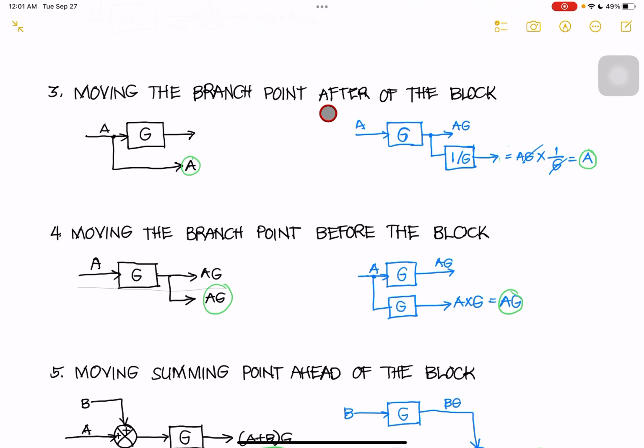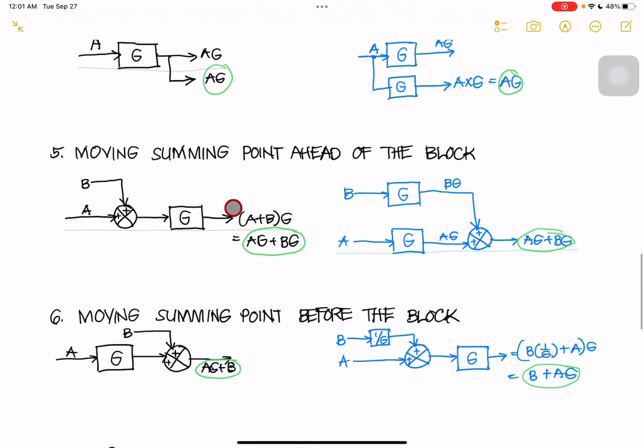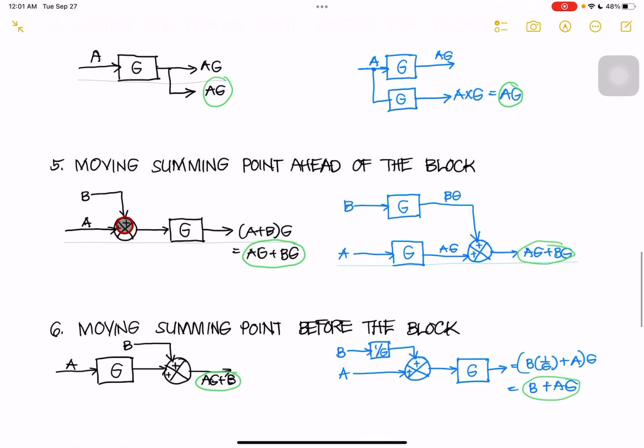Again, when we move it after the block, we have 1 over the gain. When it's before, we just add a parallel block to that gain, and then we copy the gain. Next, that's for the branch point. And then for the summing point. The summing point is this comparator.